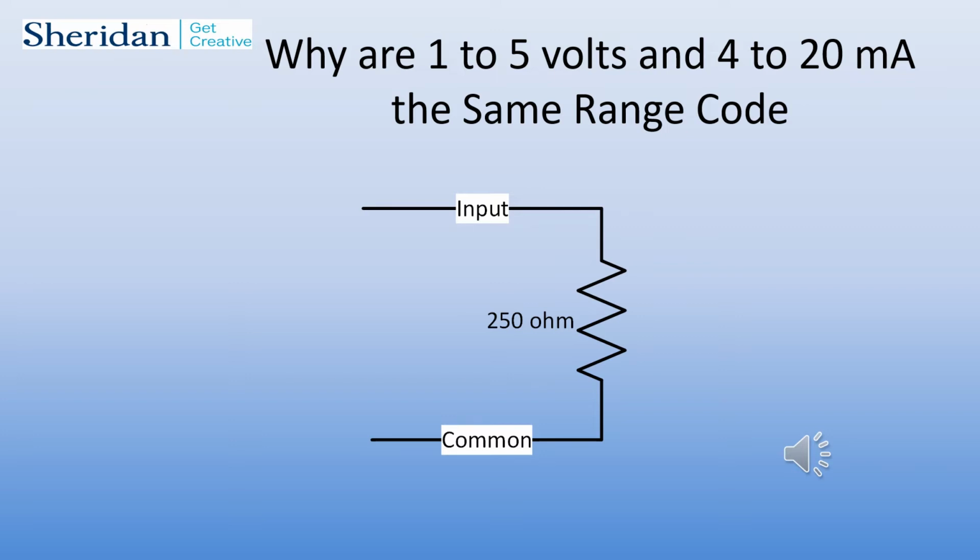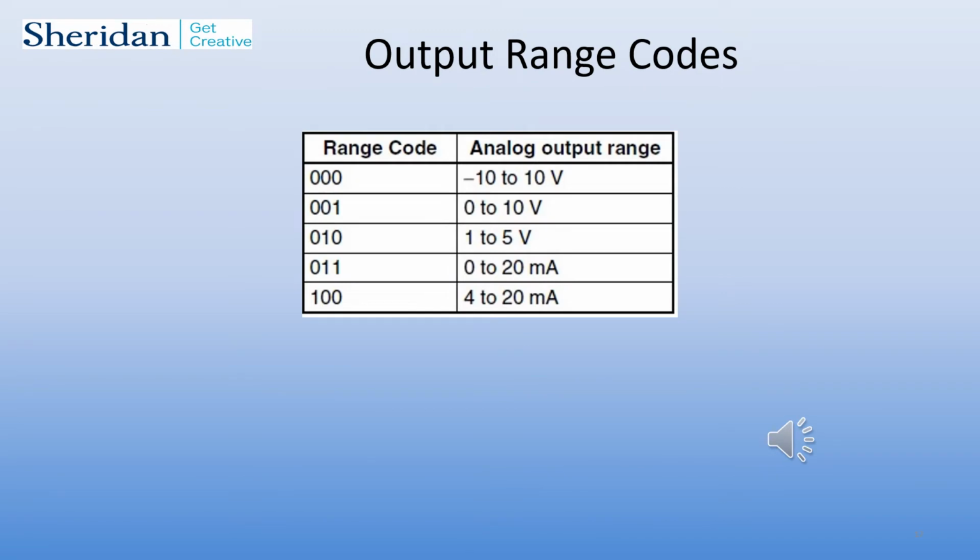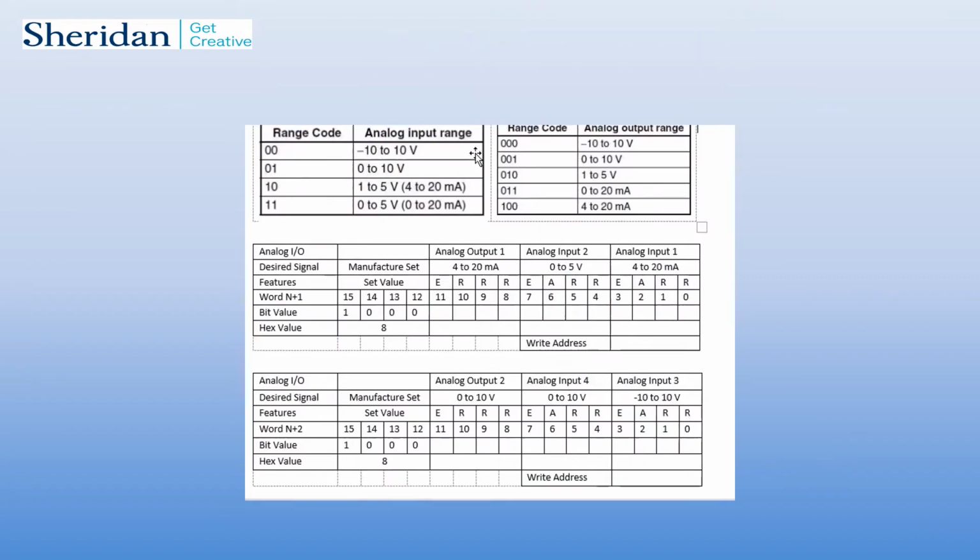The output range codes are actually 3 digits. There's a selection here of types of analog signals you can use. 4 to 20 milliamp is 100, 1 to 5 volt is 010, and they will be shown in the following slides. Here's how we would configure the analog inputs and outputs.